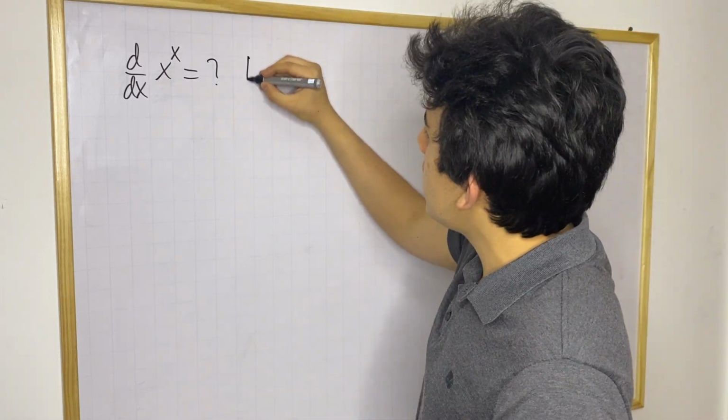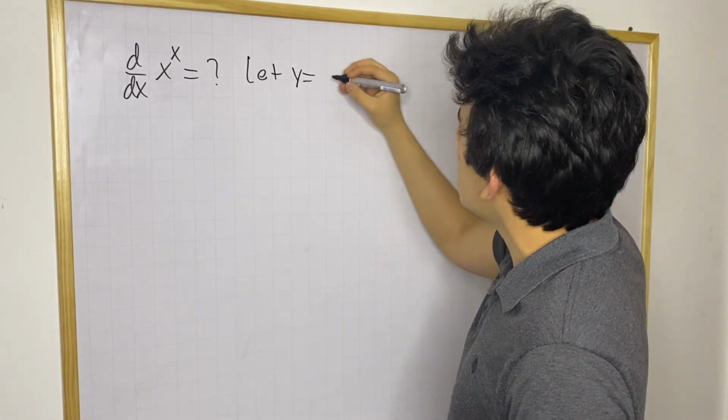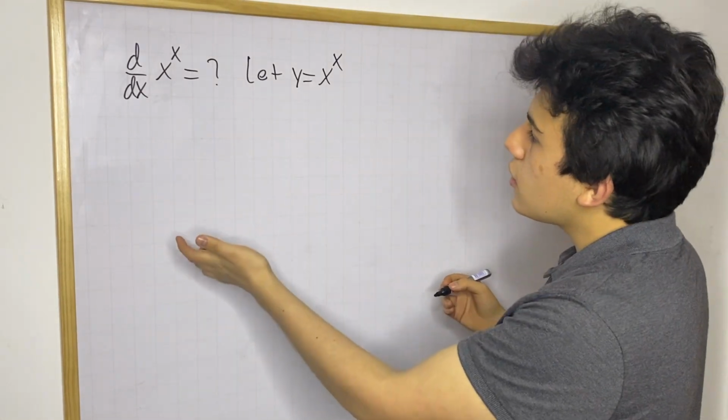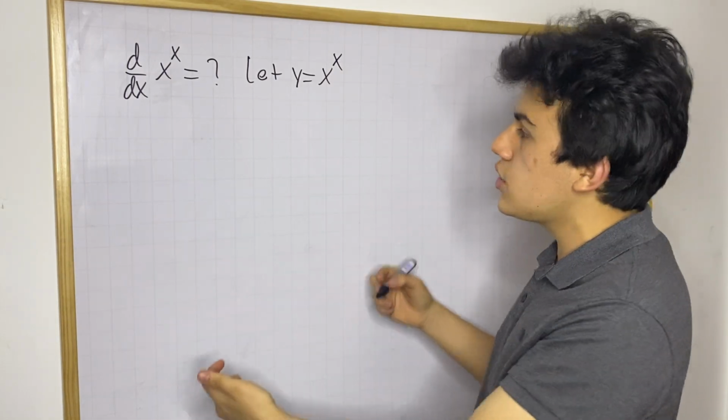You're going to define a variable, you can call it anything that you want. I'm going to call it y, and y is going to be equal to x to the x, okay? Now something you can do, and this is basically going to be a combination of implicit and logarithmic differentiation.